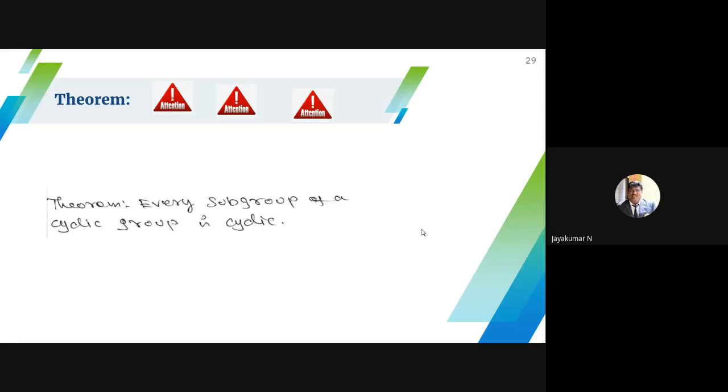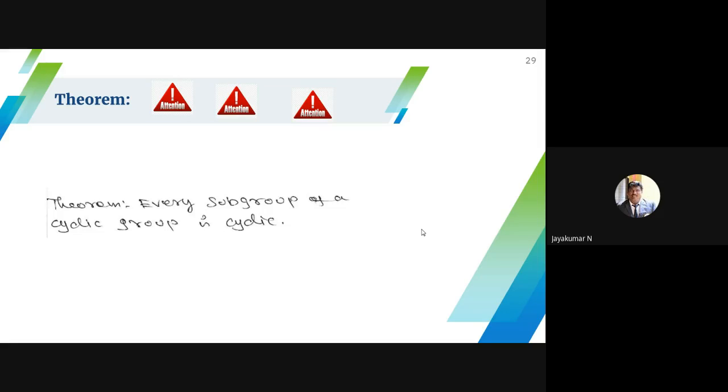So every subgroup of a cyclic group is cyclic. I want to show this. A cyclic group means each and every element is generated by a single element. The form of the cyclic group is a power k, or a power n. But if you choose a subgroup, all the elements of it are also generated by a single element.